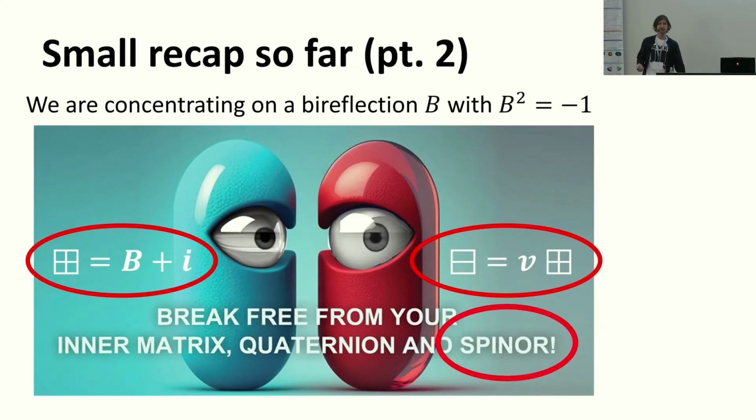So, small recap so far. This is a talk about spinors. Well, if you stick to 2D, and in a sense that is enough, then we found our spinors. There is the plus spinor, which is B plus I, and there is the minus spinor, which is taking the plus spinor and reflecting it. That's it.